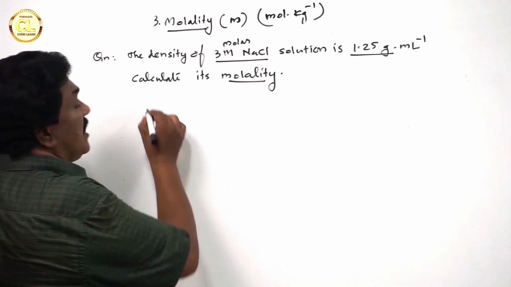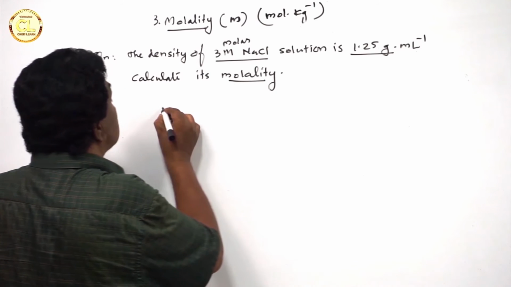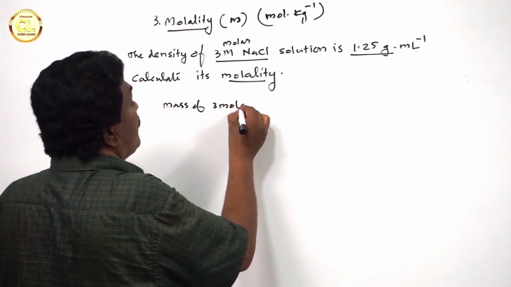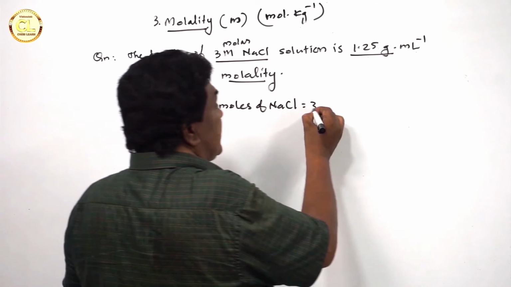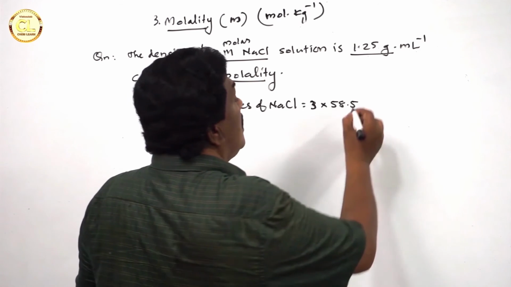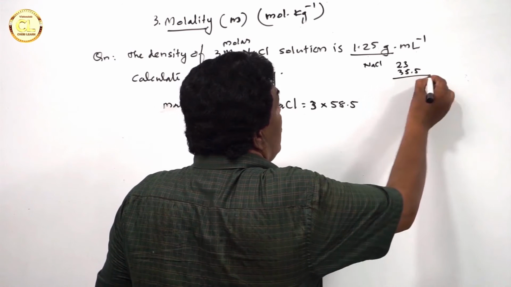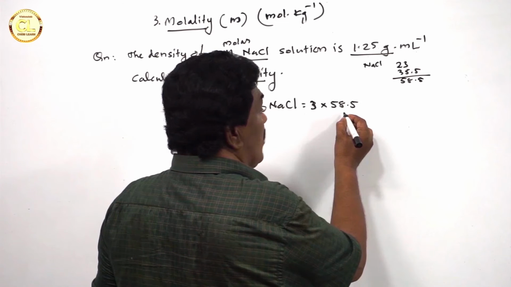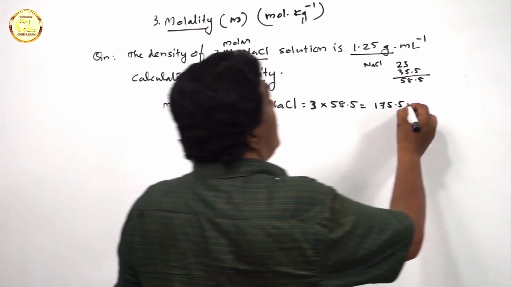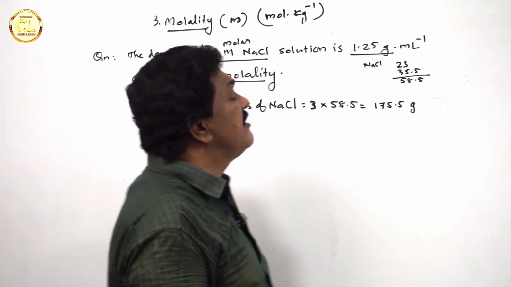First of all, we are going to calculate the mass of 3 moles of sodium chloride, because 3 molar means 3 moles in 1 liter of the solution. So the mass of 3 moles of NaCl is equal to 3 into the molecular mass, that is 58.5. Sodium is 23, chlorine is 35.5, so 58.5 is the molecular mass of sodium chloride. So 3 into 58.5 is equal to 175.5 grams. For 3 moles it is 175.5 grams.